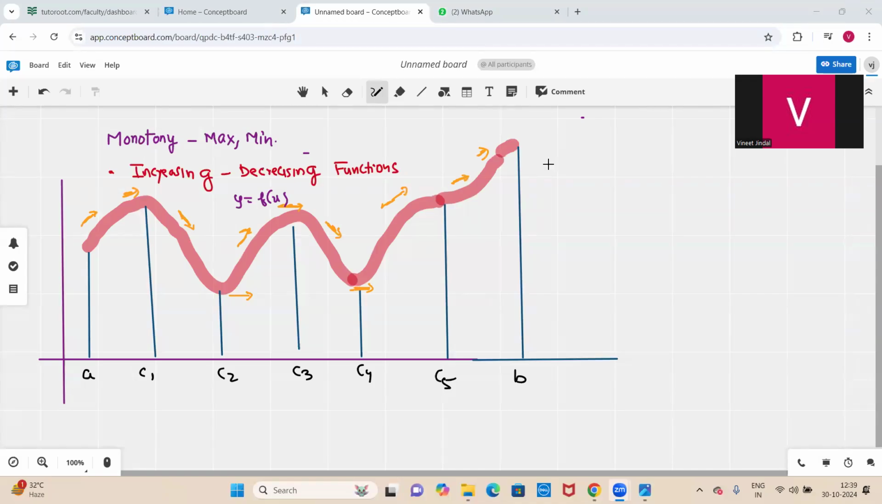Hello everyone. Today we are going to continue with the application of derivative, and in this we are going to discuss monotony, maxima, minima, and increasing and decreasing functions.